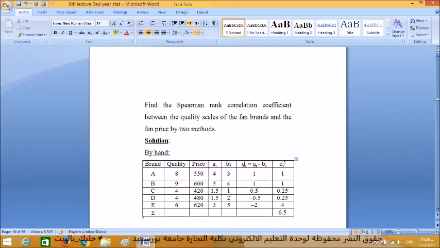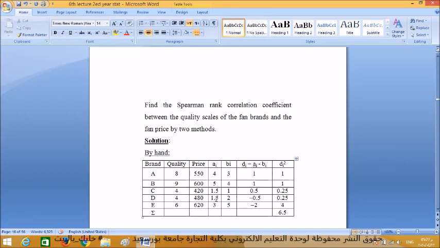So for quality, look, the smallest values are 4 and 4. So the rank here will be 1 and 2. Because they are equal, get the summation of 1 and 2, which equals 3, and divide by 2. So the rank of each one equals 1.5.